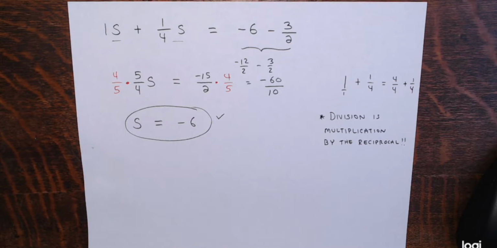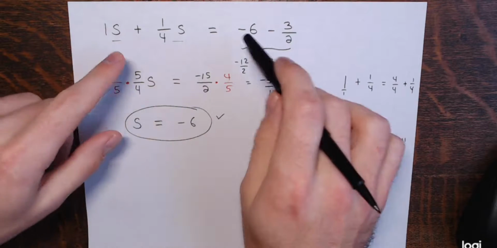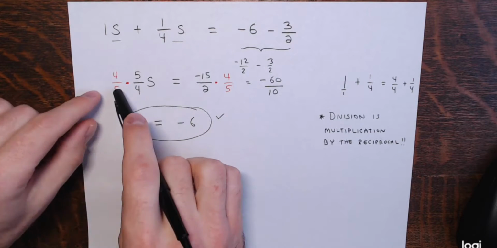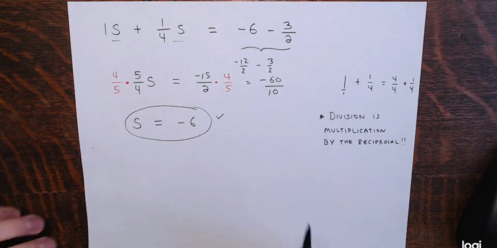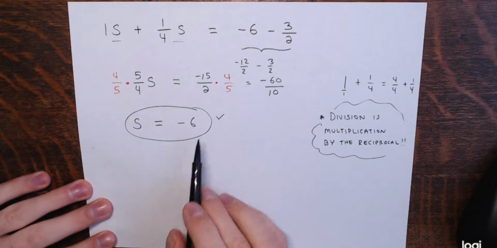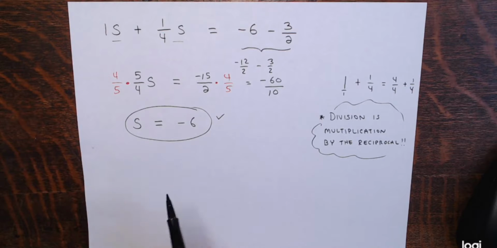Okay, so that's one way to do that. You can leave the fractions as fractions and work with the equation as usual, combine like terms, and then once you have a number times s, you divide by that number or multiply by the reciprocal of that number. Right? Remember, again, division is multiplication by the reciprocal, and get the variable alone equals some number. And then of course check your solution afterwards.